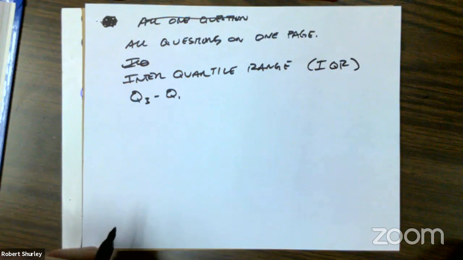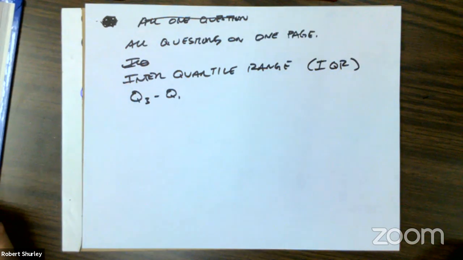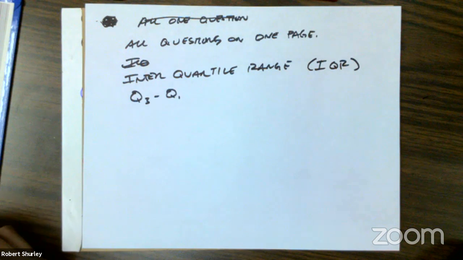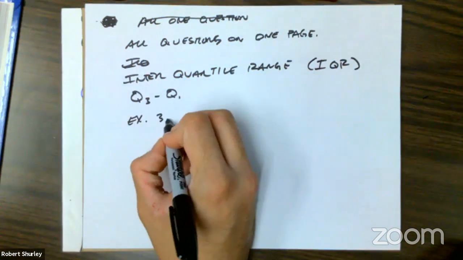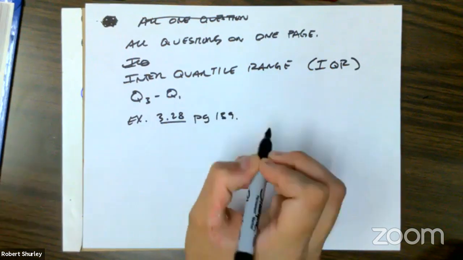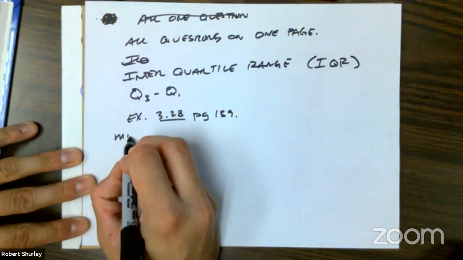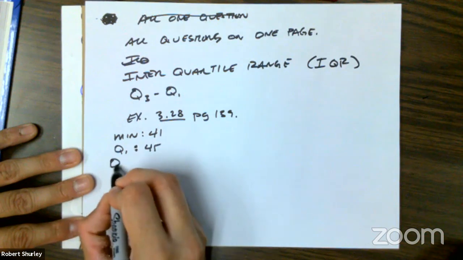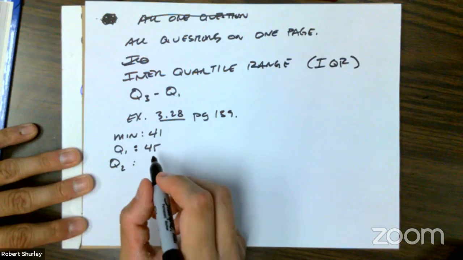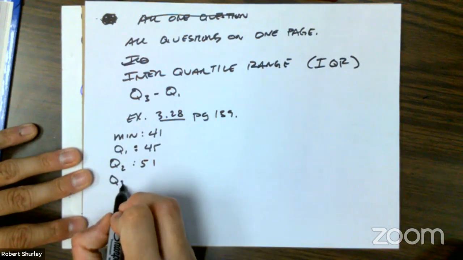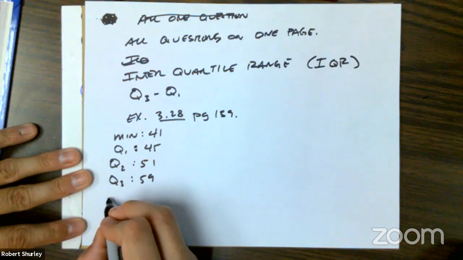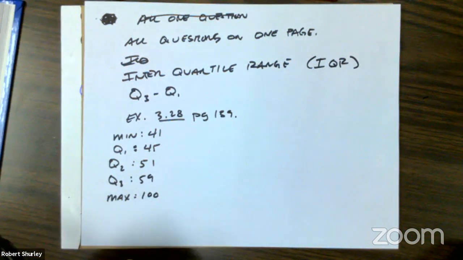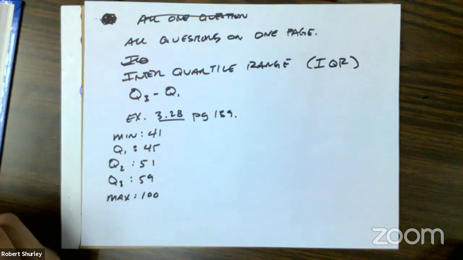So let's look at an example, and I'm going to steal one from the book. This is on page 139. It's constructing the 5-number summary, example 3.28. We look at this data and we find that our min is 41, our Q1 is 45. I think we did the box plot for this one at the end of the last class. Q2 was 51, Q3 was 59, and our max is 100. It was the number of kids that had missed school each day in January.